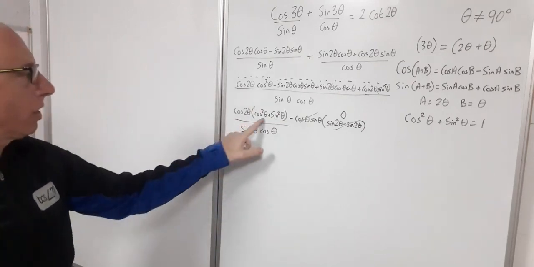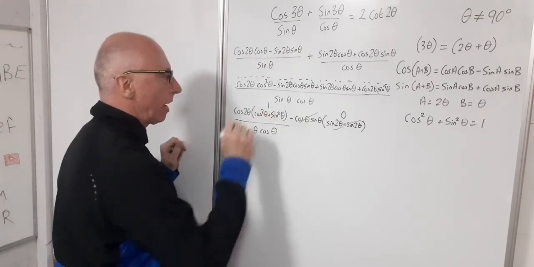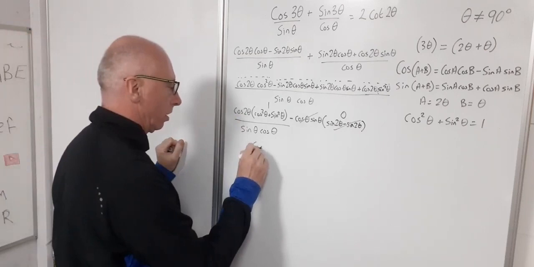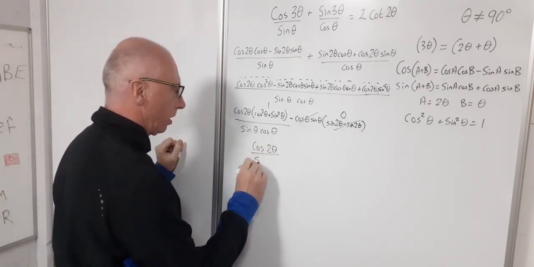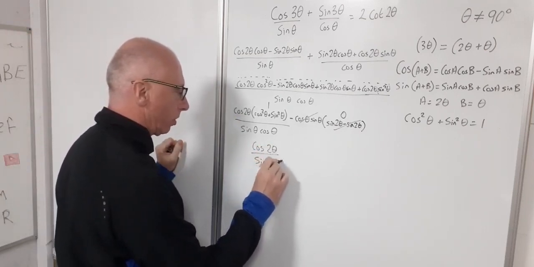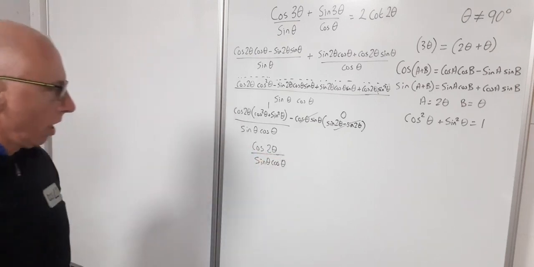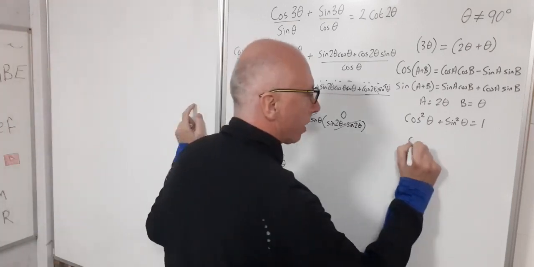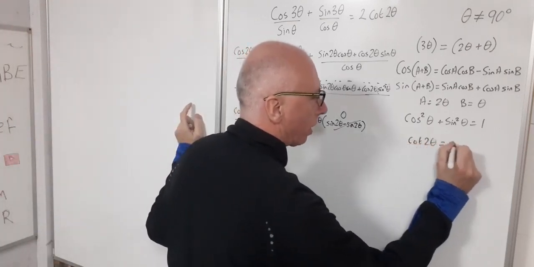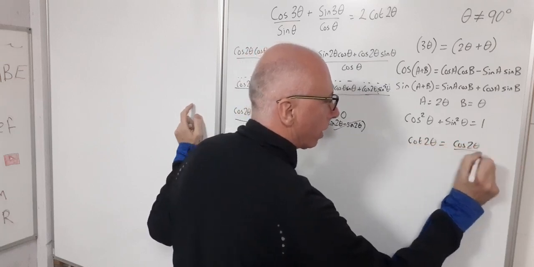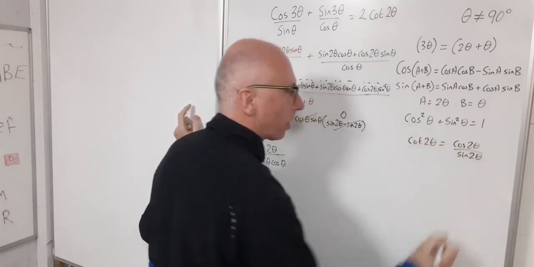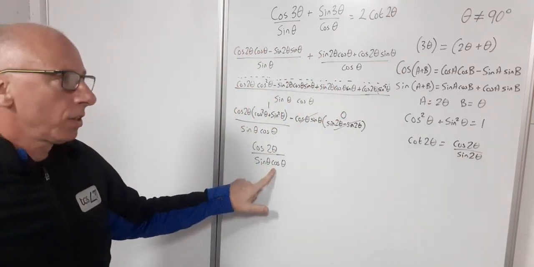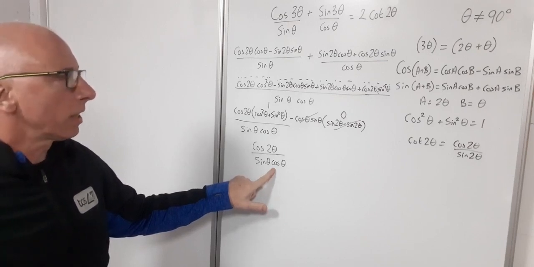Okay, right, well this just becomes 1. So it doesn't cancel out, it just becomes 1. So now I'm just left with cosine 2 theta over sine theta, cosine theta. Okay, well, cotangent 2 theta, let's just write what that is. So cotangent of 2 theta, that's cosine 2 theta divided by sine 2 theta. Now I've got cosine 2 theta here. Does this thing here become sine 2 theta?